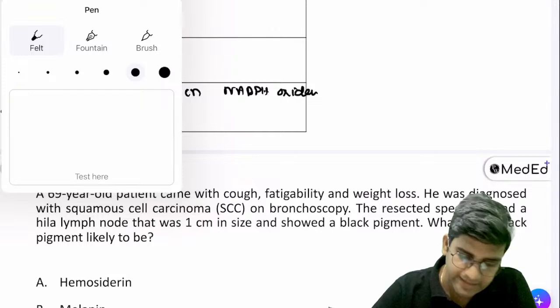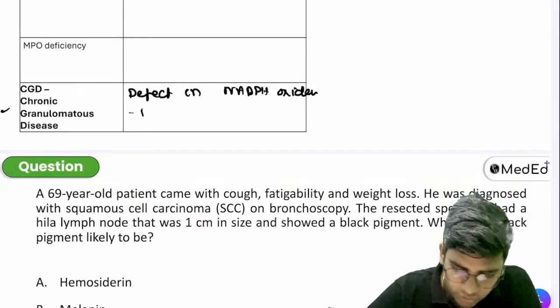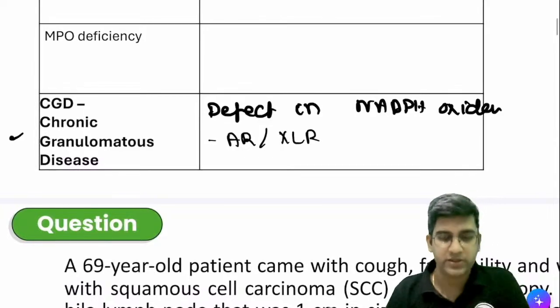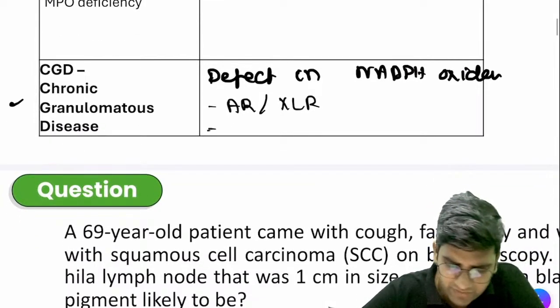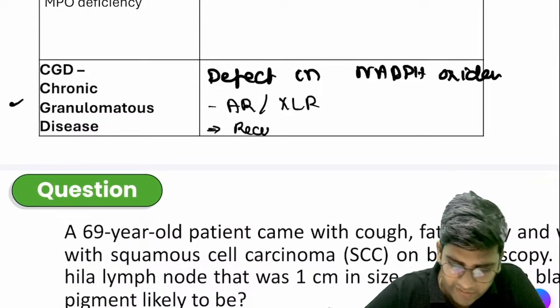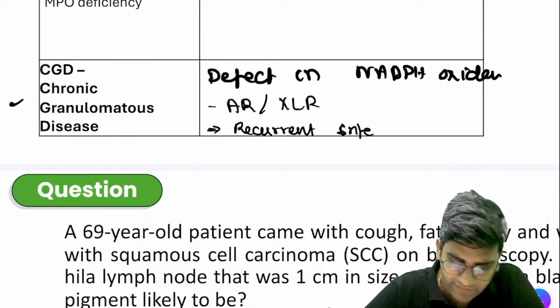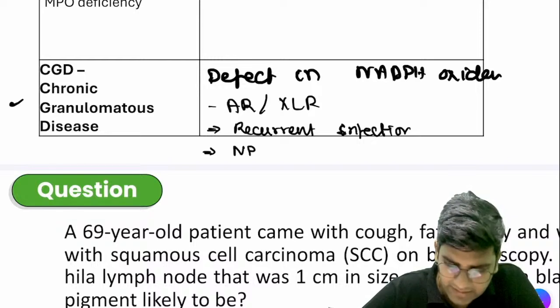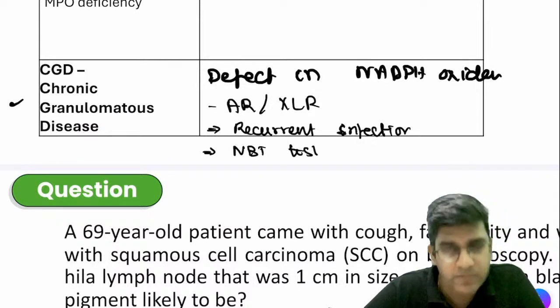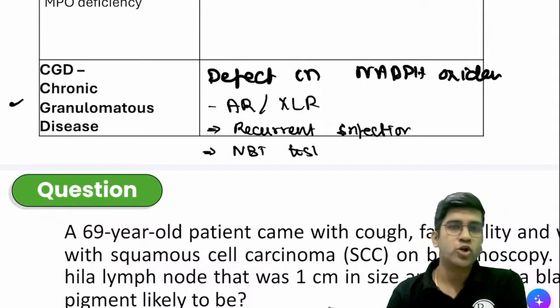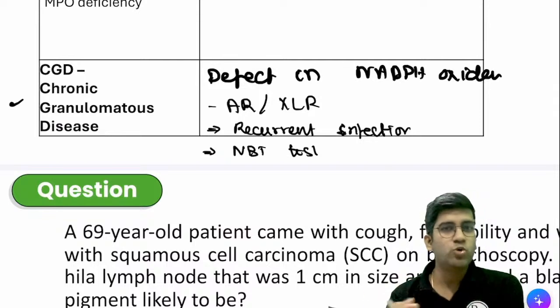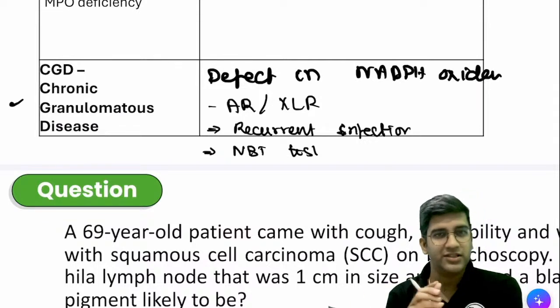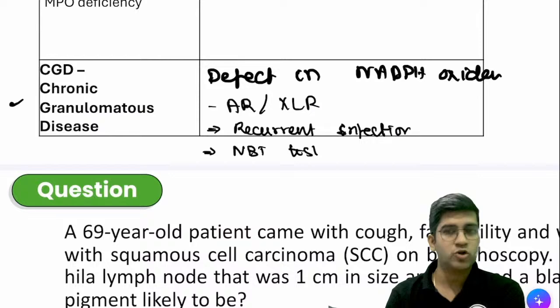In this disease, I have two types of inheritance. It has both autosomal recessive and X-linked recessive inheritance, dual inheritance. These patients will have recurrent infections as a symptom. And I do have one more classical finding, a test called the NBT test. Just remember this. This is a test used to diagnose chronic granulomatous disease. Nitro blue tetrazolium, NBT.